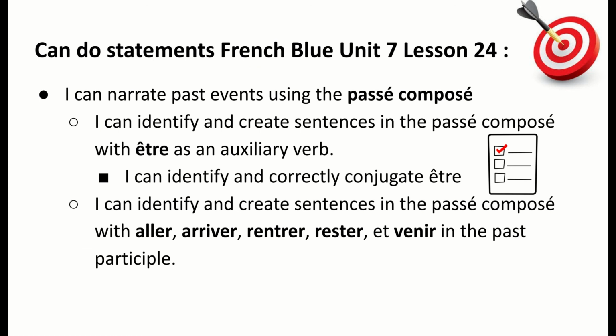Okay, so just a review of what our goals are for this chapter. We're still working with the passé composé. This time we're using être as the auxiliary verb. So this is going to make us identify and correctly conjugate être. This is review, review, review. And then we're just going to focus on 5 verbs that take être in the past tense, in the passé composé. If you want to go further, take note of those other verbs that take être, and we'll cover those in more detail in a future class. Okay, bon courage.